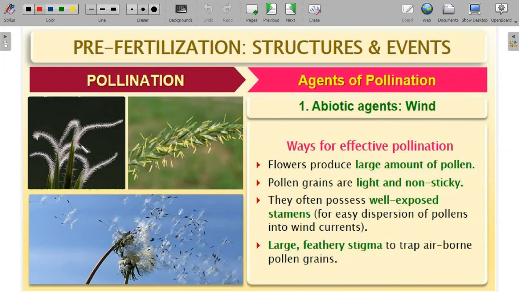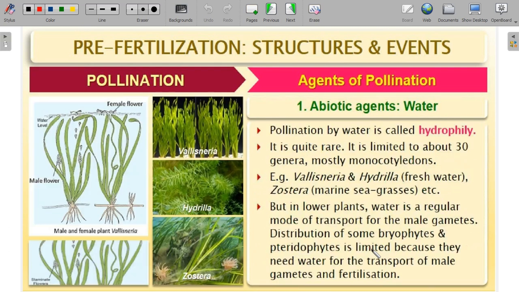Always, next time when you come to the Nilgiris, just try this. Or in Coimbatore, if you find it somewhere here and there, just try that. Pollen grains are light as well as non-sticky, so they can be easily carried by the wind currents. If they're sticky, they'll stay attached to the androecium, in the anther itself, so they cannot be carried. It will be the opposite for insect pollination. They often possess well-exposed stamens for easy dispersal of pollen into wind currents. And I discussed the large and feathery stigma to trap the airborne pollen grains.